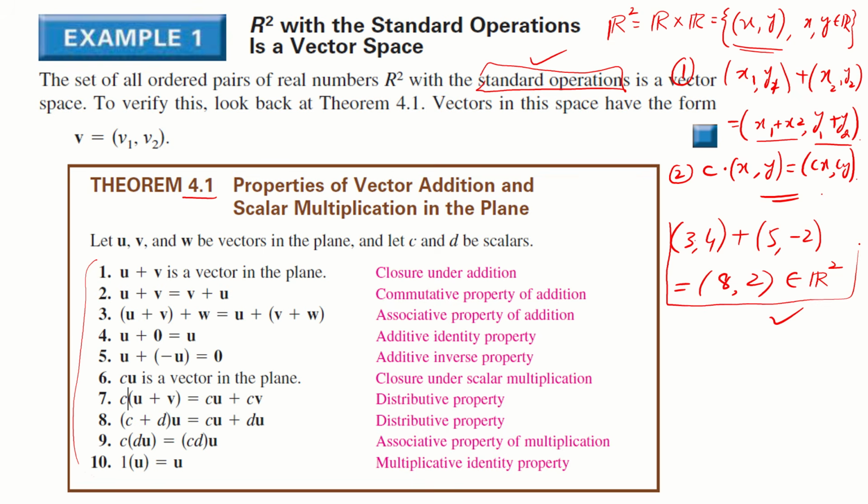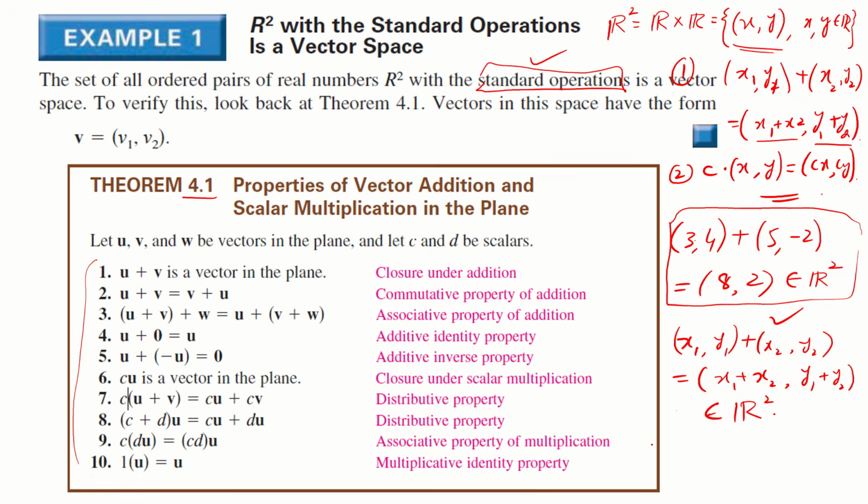Right? So you will not be doing like that. As I said earlier, you have to check that in generalized framework. Like you will be taking (x1, y1), if that is one element, and (x2, y2) is another element of R square, their sum, as I defined it, is the standard operation. So (x1 plus x2, y1 plus y2), which is again an ordered pair of real numbers, so that will also belong to R2. So condition number 1 is satisfied.